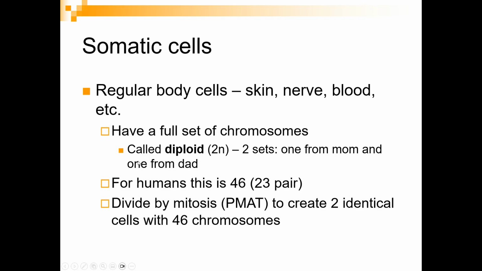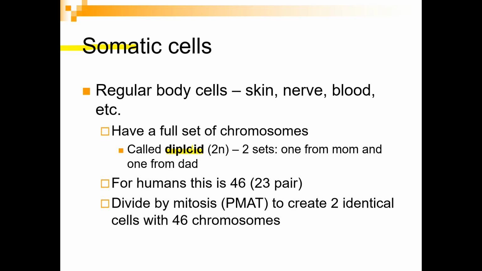And so first off, we need to talk about what somatic cells are. The prefix soma means body. Okay, so literally somatic cells are your body cells. All of the cells that make up your organs and parts are going to be somatic cells. They are body cells. And body cells are diploid.